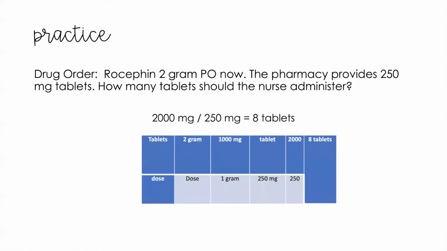If you're doing dimensional analysis, it will be set up very similar to this. So you are solving for tablets per dose. Your order is for 2 grams per dose. Here's your conversion. You have 1 tablet for 250 milligrams, and then 8 tablets. So 2,000 divided by 250 gives you the 8 tablets.